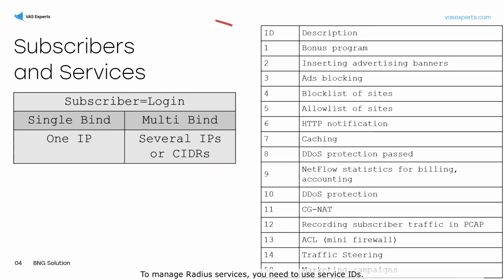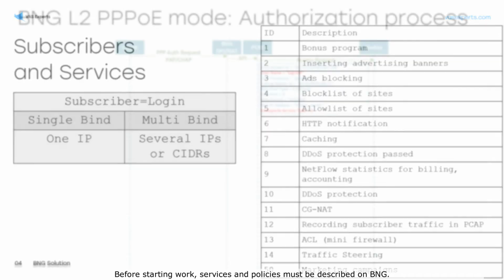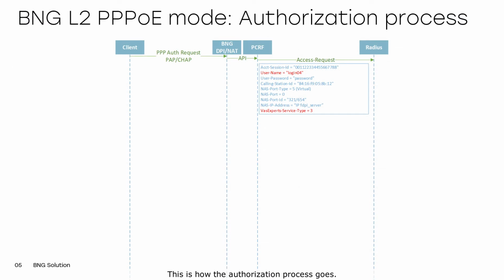To manage Radius services, you need to use service IDs. The required service identifier and profile name should be transmitted. Before starting work, services and policies must be described on BNG. This is how the authorization process goes.